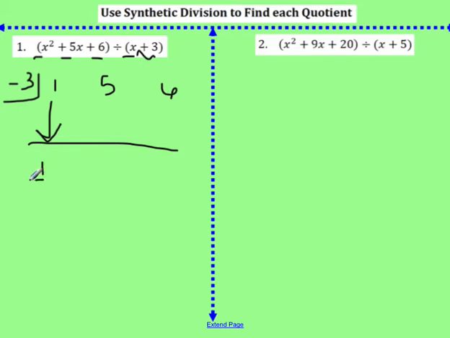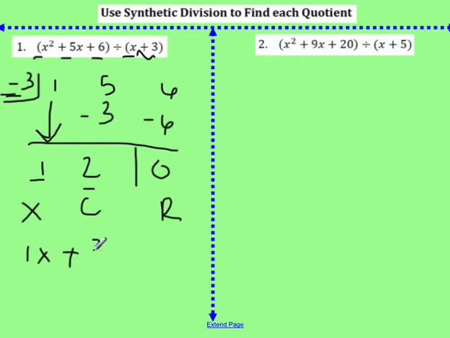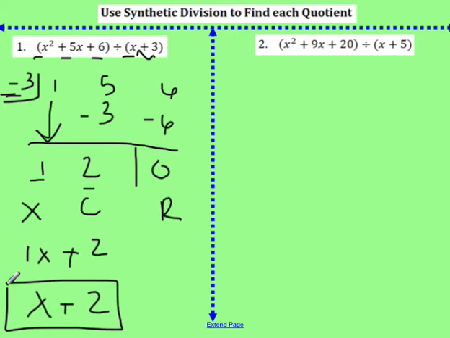Then you take the number down here and multiply it by the number up there. 1 times negative 3 is negative 3. 5 plus negative 3 is 2. Then we take the 2 and multiply it by the number up there. 2 times negative 3 is negative 6. Add those and you get 0. Your last number is always your remainder, then you have your constant, and then your x term. So when we write this out, we have 1x plus 2, which really is the same as x plus 2. That's our final answer for number 1.